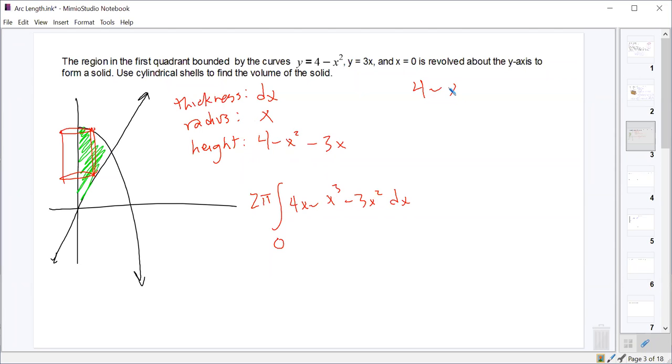So we'll go over here and say, well, 4 minus x squared equals 3x. That'd be x squared plus 3x minus 4 equals 0. And we'll factor that and get x equals 1 and x equals negative 4. Clearly, the one we're looking for is the one in the positive x values. So we'll integrate from 0 to 1. Good or no? Any questions, any issues there?